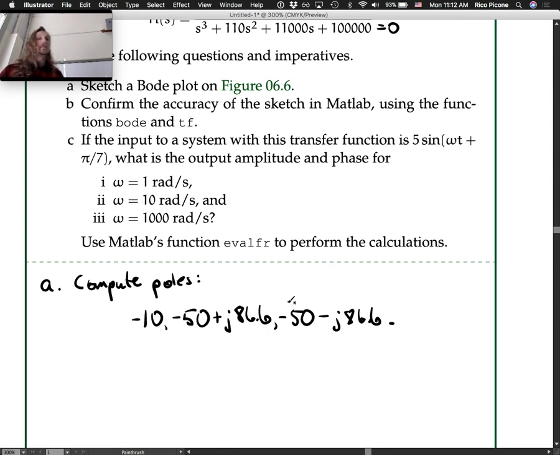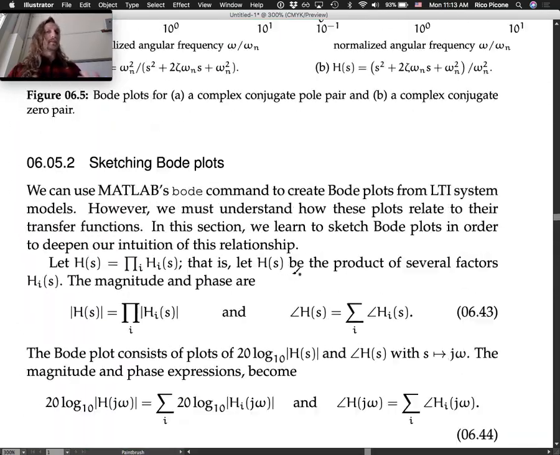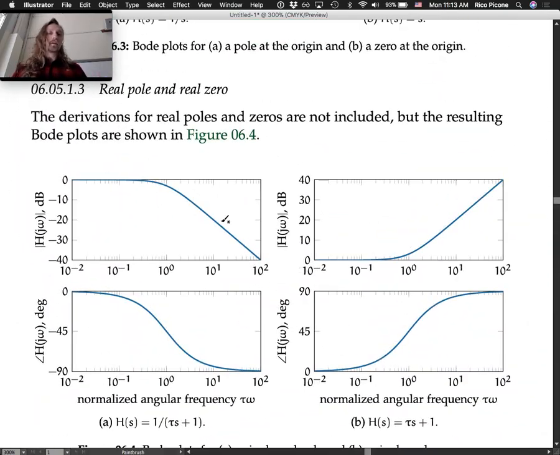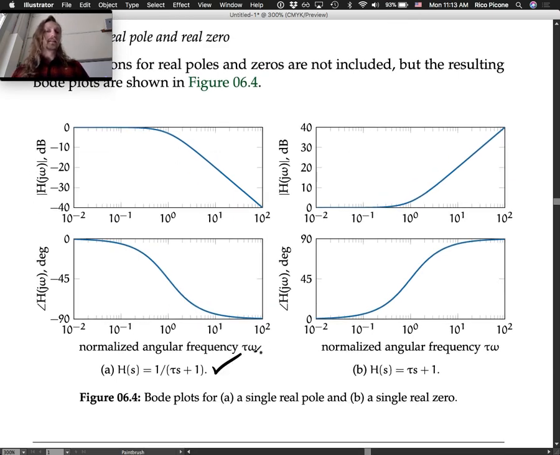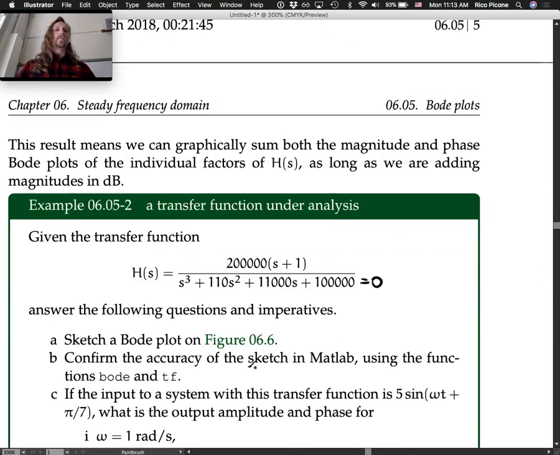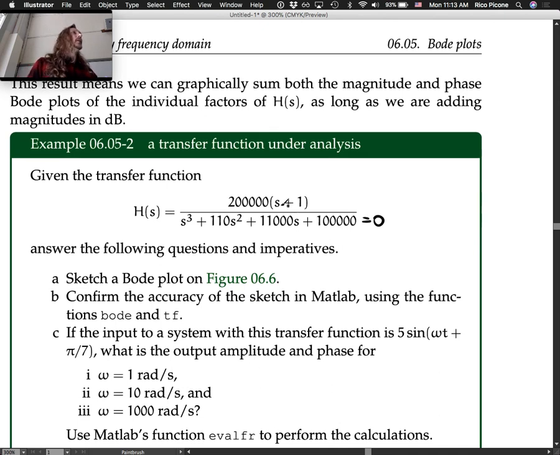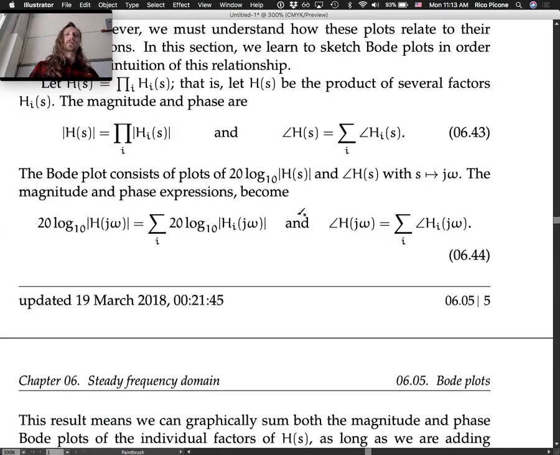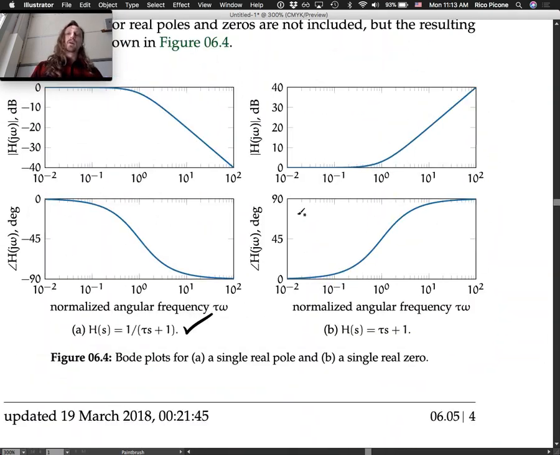So we have our poles. What we've found is we have one real pole and a complex conjugate pair of poles. So in terms of pole transfer functions, we want to decompose into one real one that looks like this, and then a complex conjugate pair, which we want to write like this. Those are our poles. And then for zeros, there's just a single real zero that we identified at the beginning. So we're working with this case in terms of decomposition.